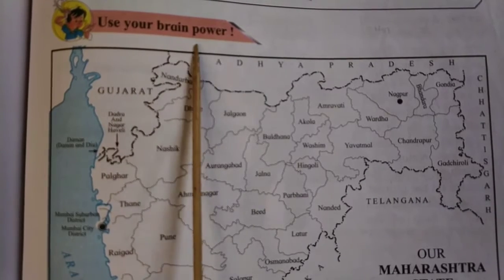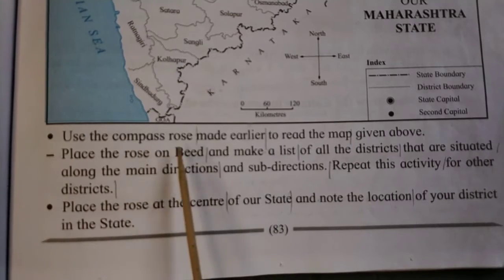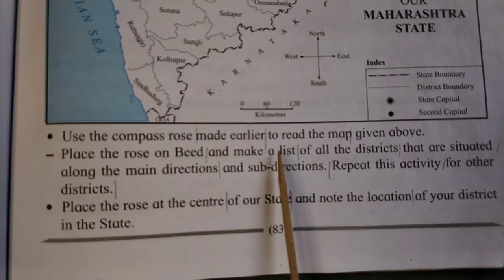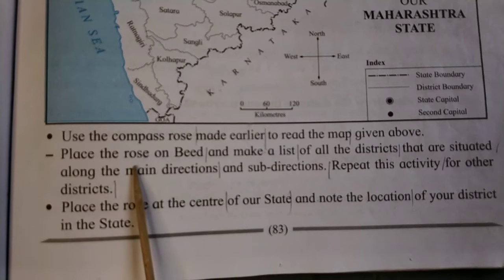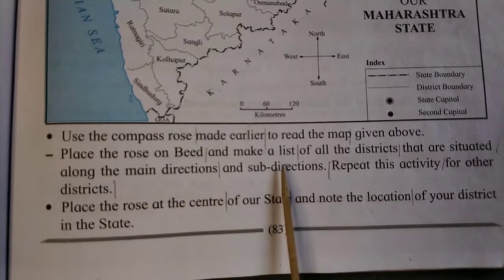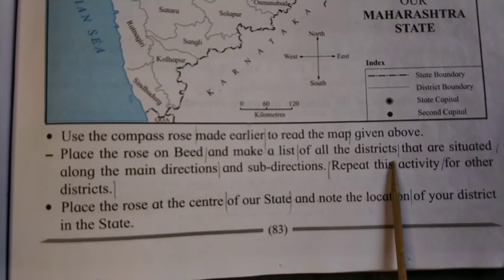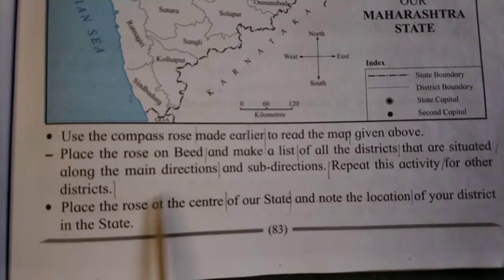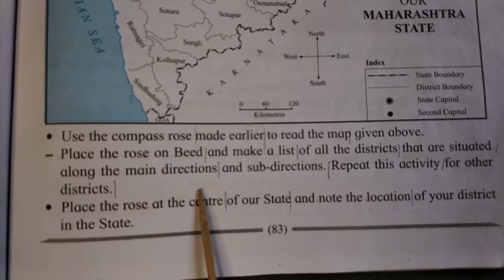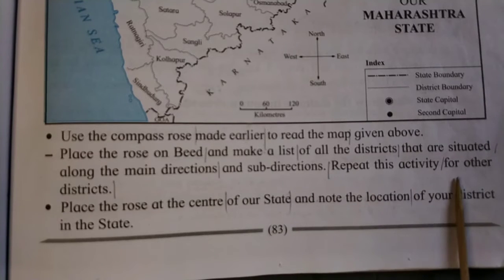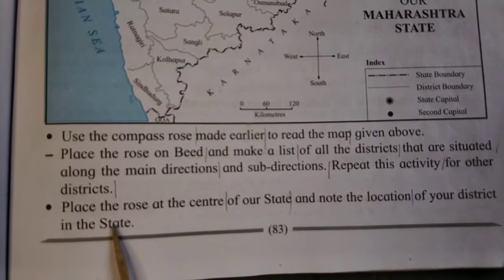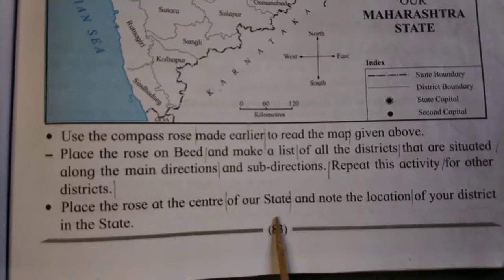Use your brain power. Use the compass rose made earlier to read the map given above. Place the rose on Beed and make a list of all the districts that are situated along the main directions and subdirections. Repeat this activity for other districts. Place the rose at the center of our state and note the location of your district in the state.